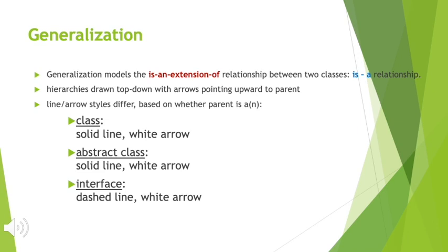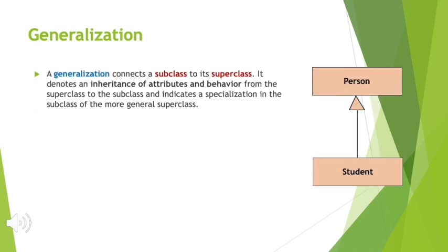And then for interface, you have to use a dashed line with a white arrow. So it depends on the type of class how you sketch the generalization relationship in your class diagram. Let's look at an example of the generalization relationship.